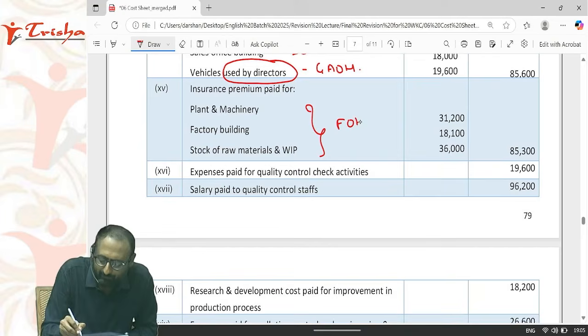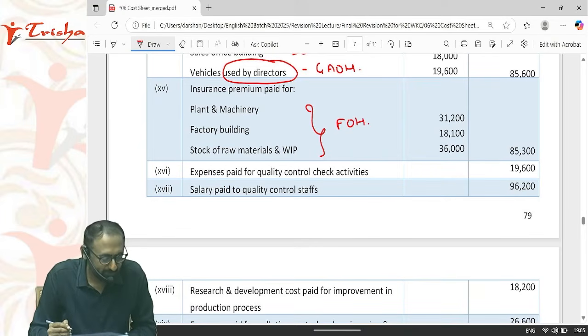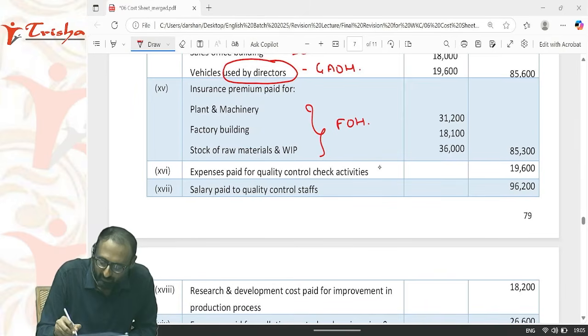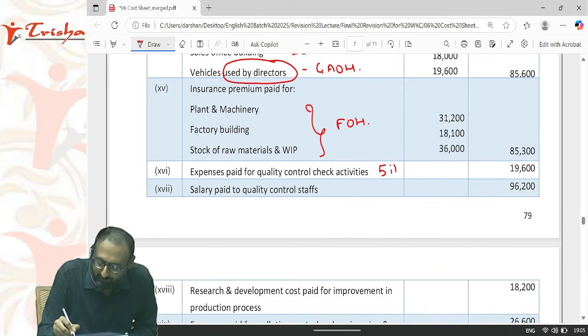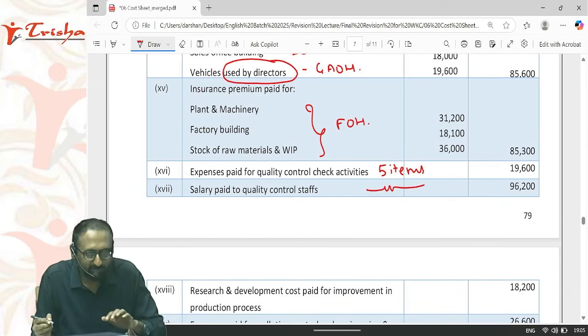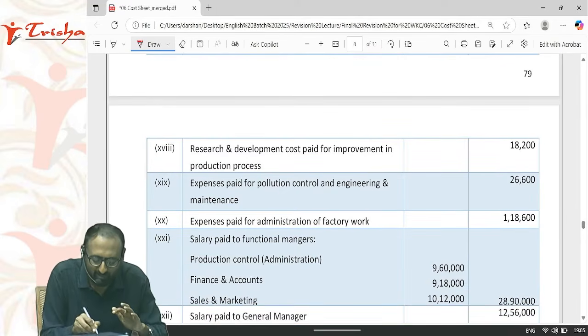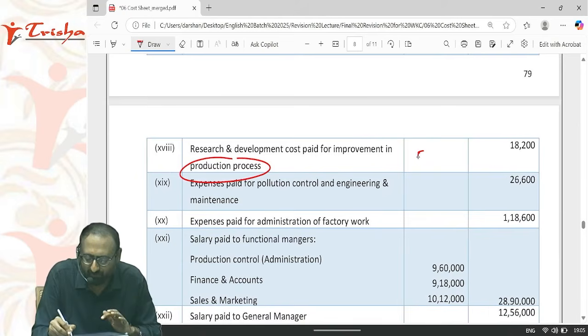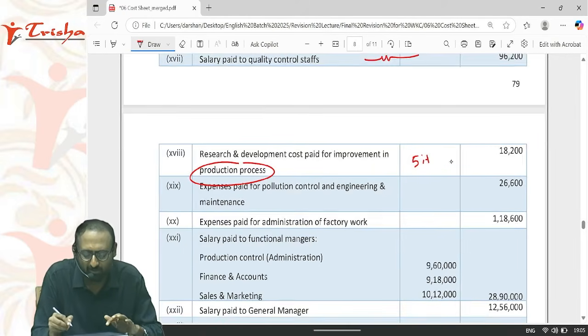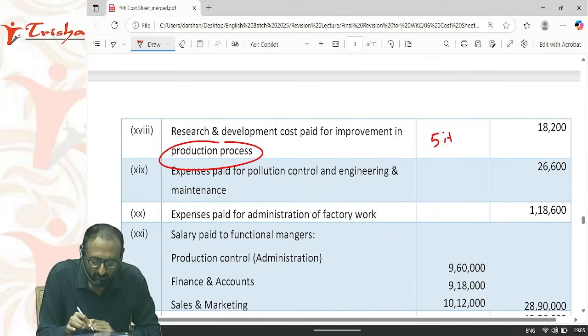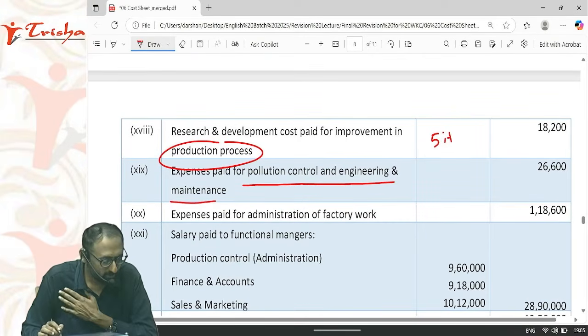Is it factory overhead? Sir, quality control expenses. Is it one of the 5 items? Salary paid to quality control staff. Is it one of the 5 items? Quality control, R&D related with the production. Sir, is it one of the 5 items? Quality control, research and development. Yes or no? Yes, sir ji. Pollution control equipment expenses. Pollution control expenses.